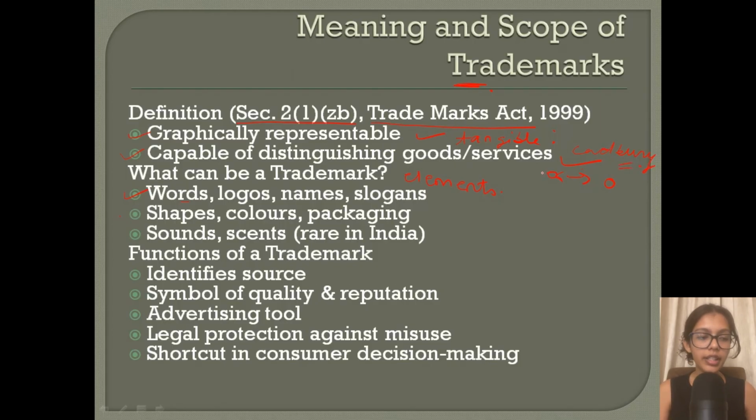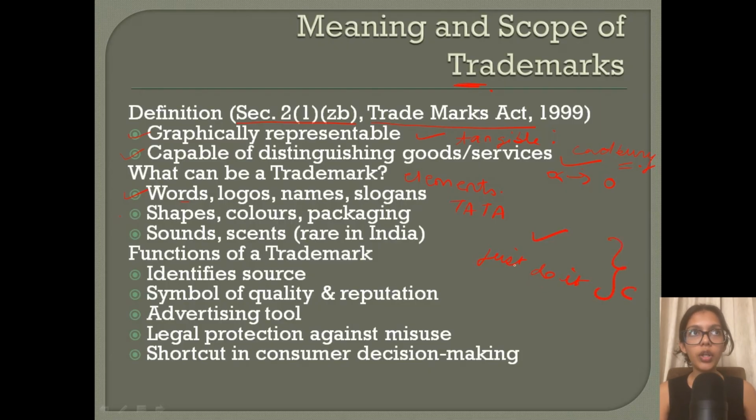Now, there are certain conventional marks which include words, logos, or slogans. So, words like Tata, like we have talked about the Nike swoosh logo, or slogans like Just Do It. They are all considered as conventional trademarks.